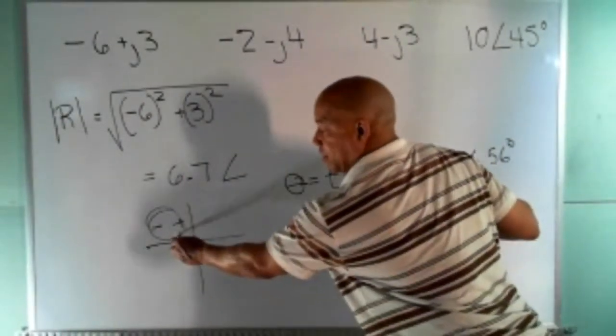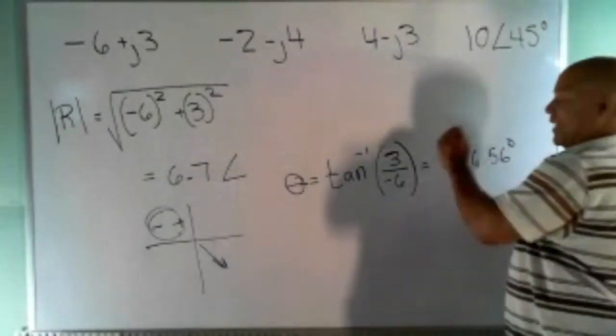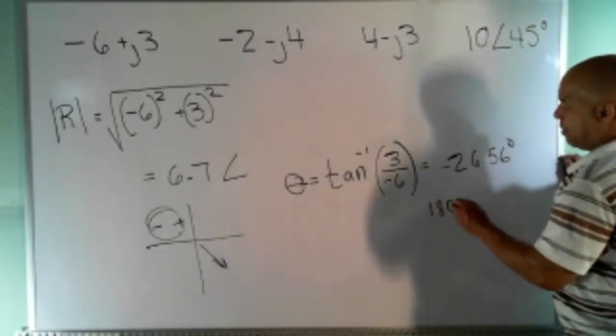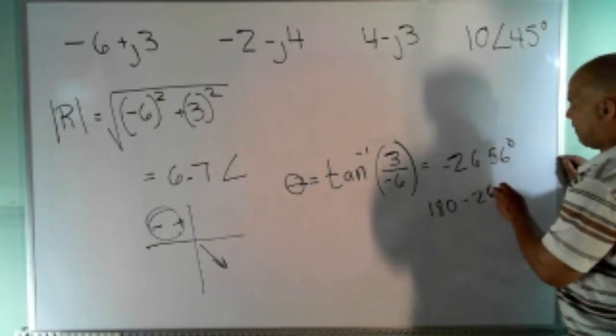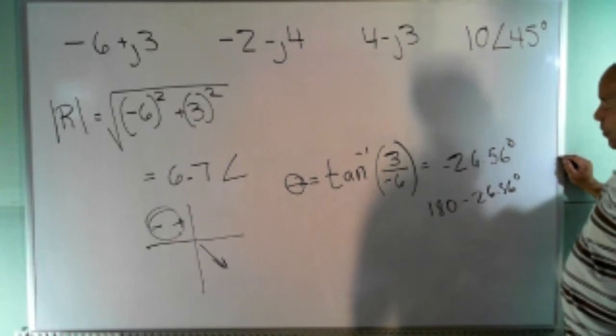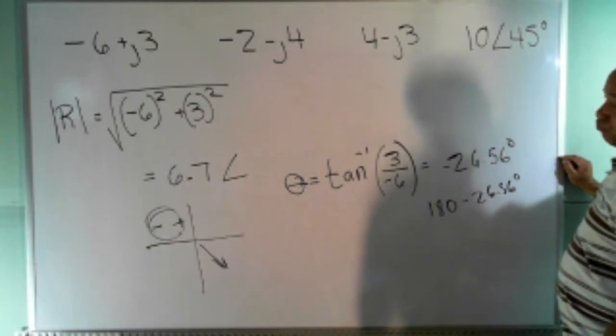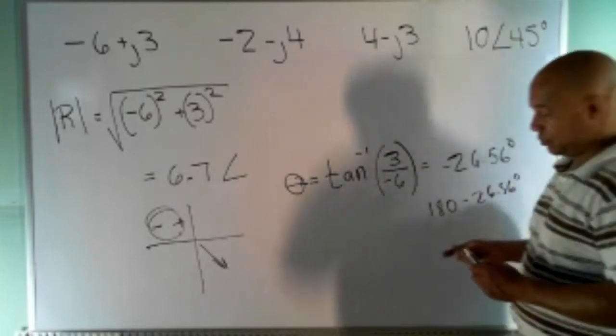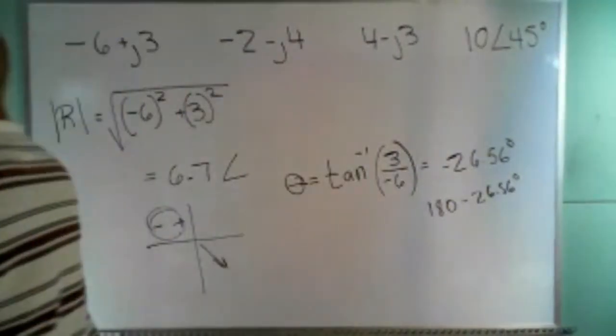And I know I'm up there. So you've got to add 180 to this. So 180 minus 26.56 is what? 153.44.